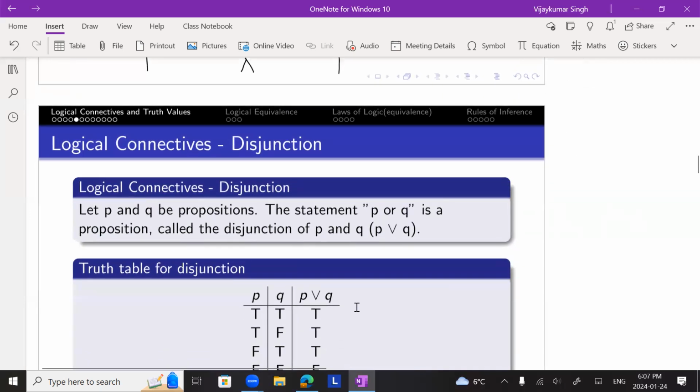So a statement, again, we are combining two propositions, P and Q. The statement P or Q is a proposition. It's called disjunction of P and Q. So it is read as, when I read this statement, I say P or Q. Now let's try to analyze all the possible cases we can have.